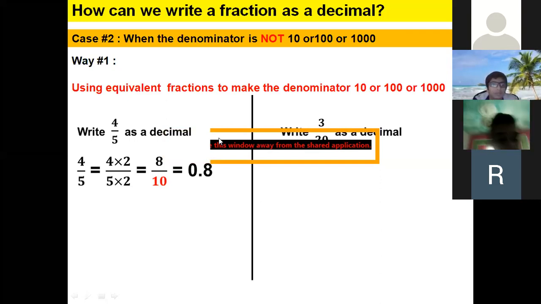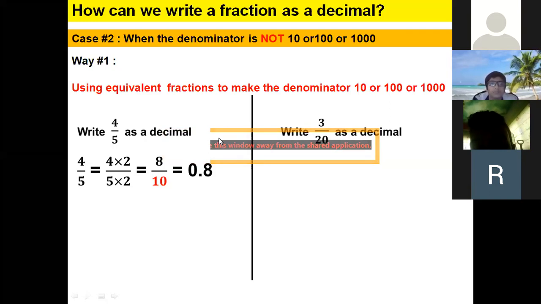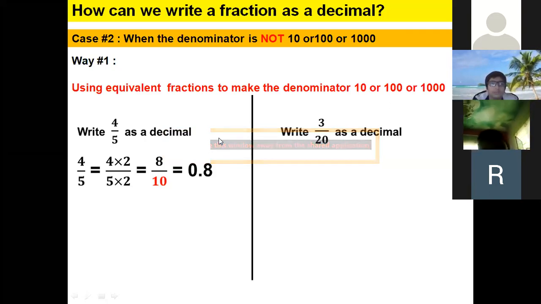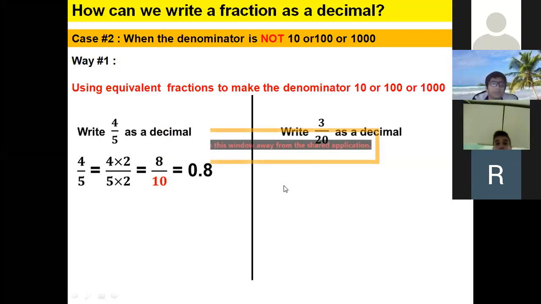Teacher: We will multiply 20 by 5. Excellent. And the answer will be 15 out of 100. Yes, multiply the numerator by 5, the denominator by 5. 3 times 5, 15. 20 times 5, 100. So we get 15 over 100.